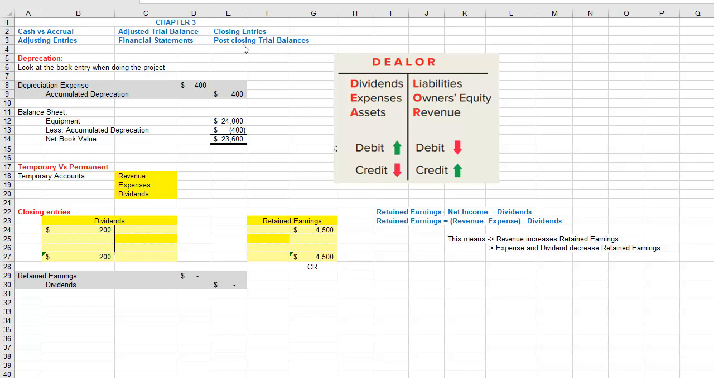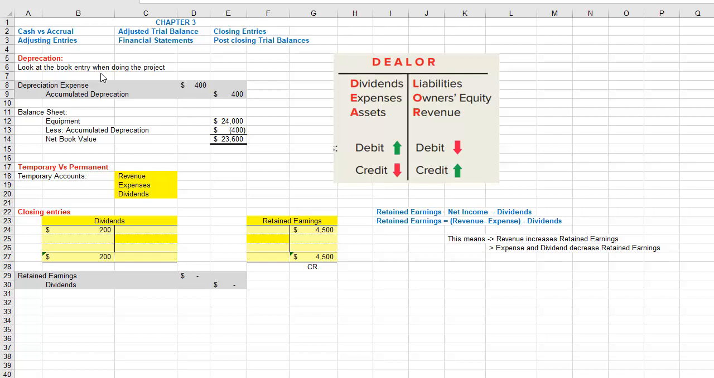So before we jump into some examples, a couple of other things I wanted to mention. Depreciation. So this is something that is mentioned here in Chapter 3. It is something that we will cover in a full chapter. So we will have a full chapter later in the class on depreciation and fixed assets. So what I want you to take away in this chapter with depreciation is to look at the book and the entries when you're doing your project.